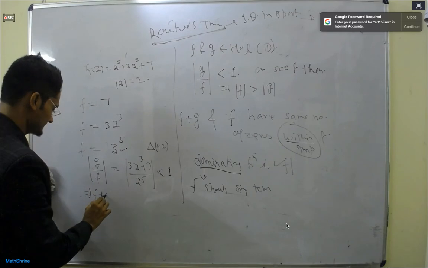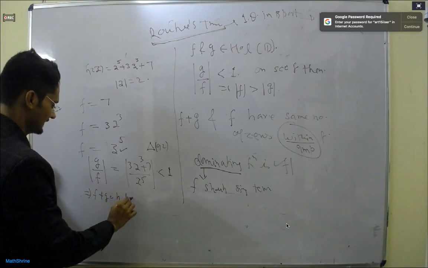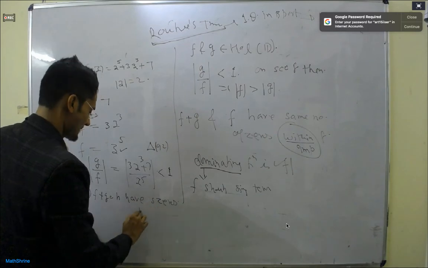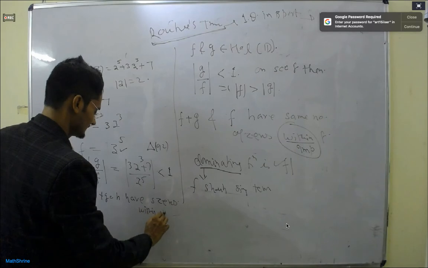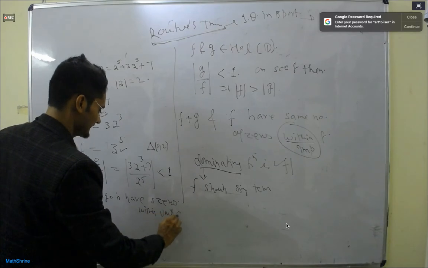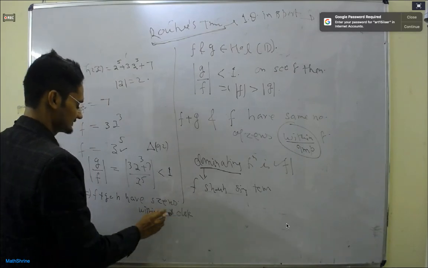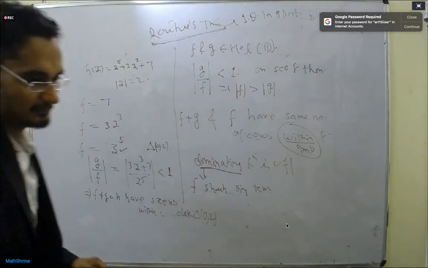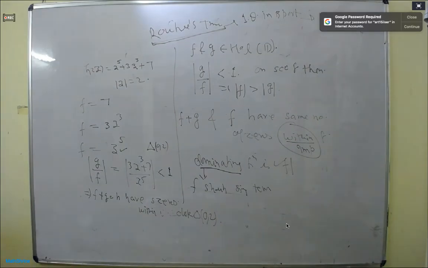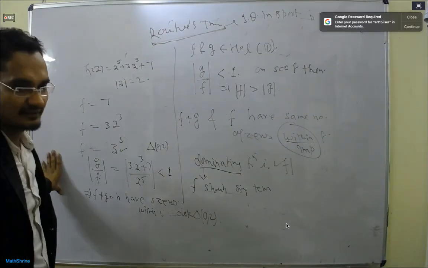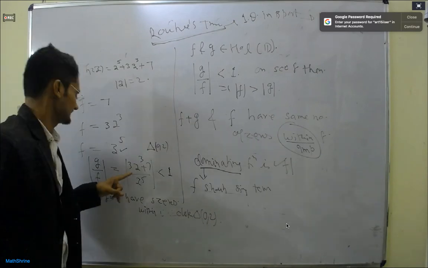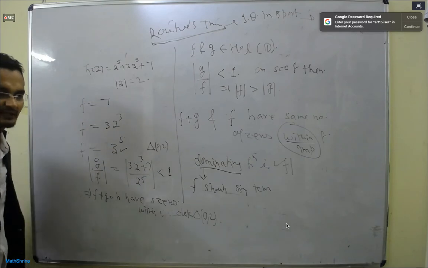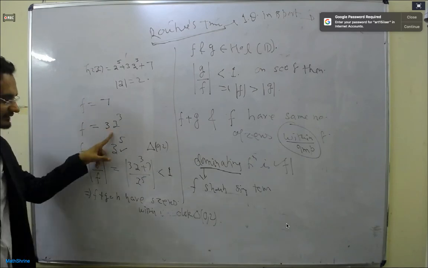Okay, now you apply the other one. Next time if you take f equal to 3z to the power 3, then g by f will be greater than 1. Meaning we cannot apply Rouché's theorem when f is this and g is this. The only choice is this. So we are telling that all the zeros lie inside this disk. Anybody have any doubt? Please ask. You are free to ask.